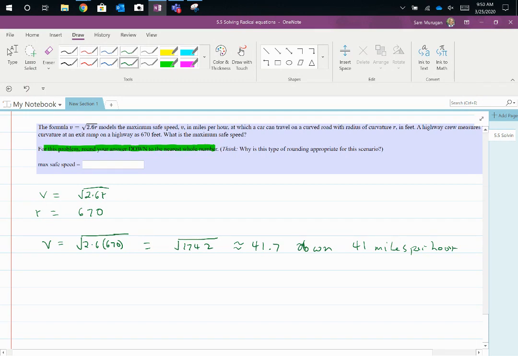And that makes sense because this type of rounding is very appropriate, because you obviously want to go down to a slower speed instead of up to a higher speed. In this case, it's better to err on the side of a lower speed. In fact, what I think would happen here is that the ramp might say 35 miles an hour, not 40 miles an hour, to make life a little easier for people taking that ramp.